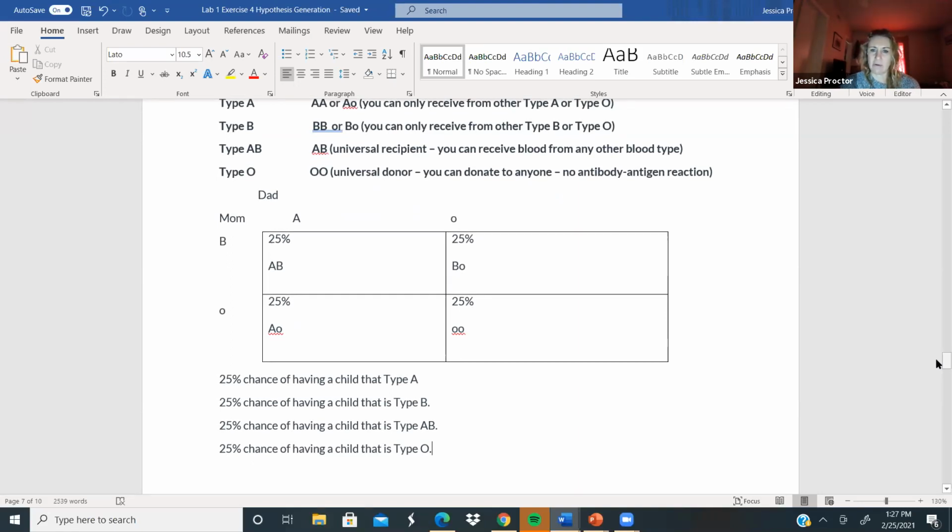Okay. Are you guys with me on the blood typing? Do we want another example, or are we ready to move on to the next type? You guys are feeling good on this one?